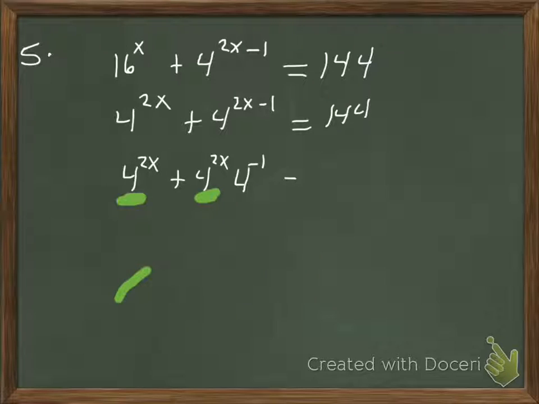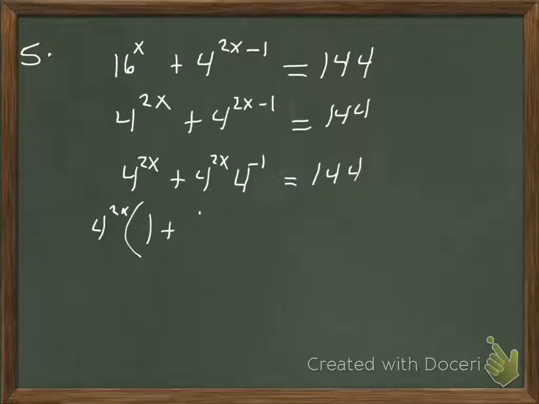So the greatest common factor is 4 to the 2x. That's going to equal 144. So factor that 4 to the 2x out, and what we have left is 1 plus 4 to the negative 1, which is the same thing as 1/4. That's equal to 144. Okay.